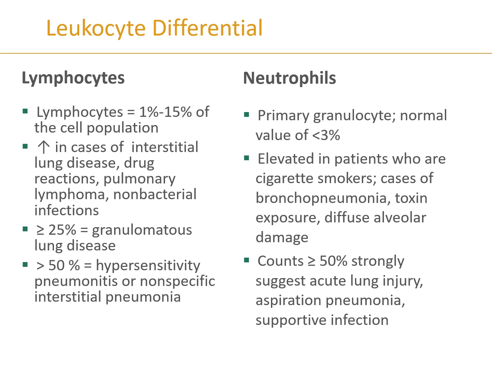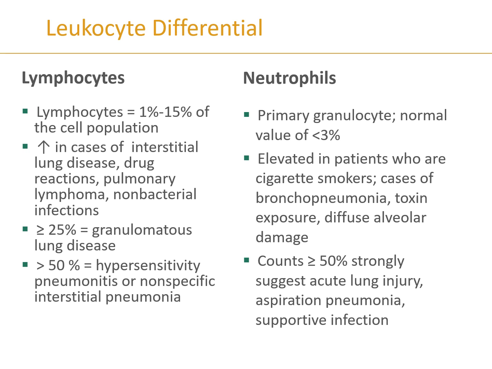Lymphocytes should only include about 1 to 15% of the cell population when doing a differential. However, if you see increased counts, this could be suggestive of any sort of interstitial lung disease, drug reactions, pulmonary lymphoma, or non-bacterial infections, like some viral or fungal type infections. If you have a cell count that's greater than or equal to 25%, this could indicate a granulomatous lung disease. And if it's greater than 50%, this could indicate a hypersensitivity pneumonitis or some sort of non-specific interstitial pneumonia.